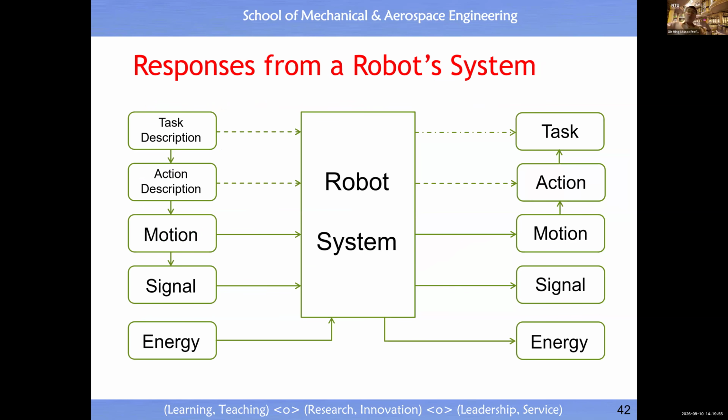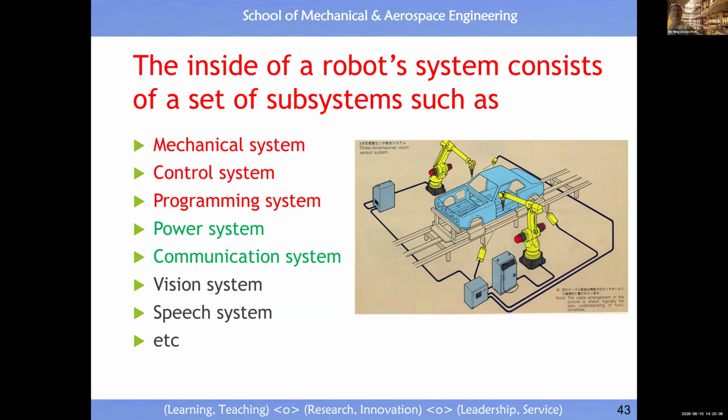Okay, now we want to know, inside the robot system, what are the sub-modules which will enable a robot to produce output from the input. So actually, inside, there must be 5 subsystems, okay? Power system must be there, communication system must be there, okay? So just like I mentioned, a robot is a mini version of an IoT.